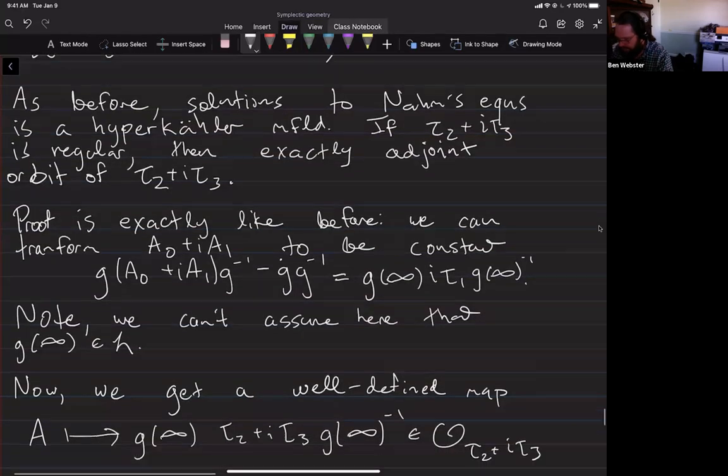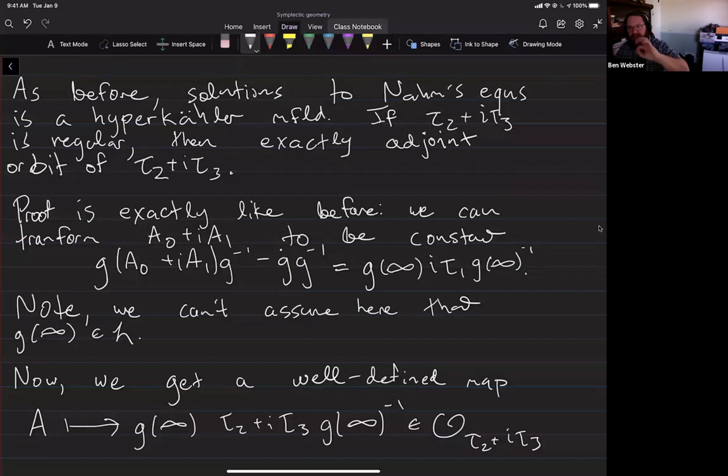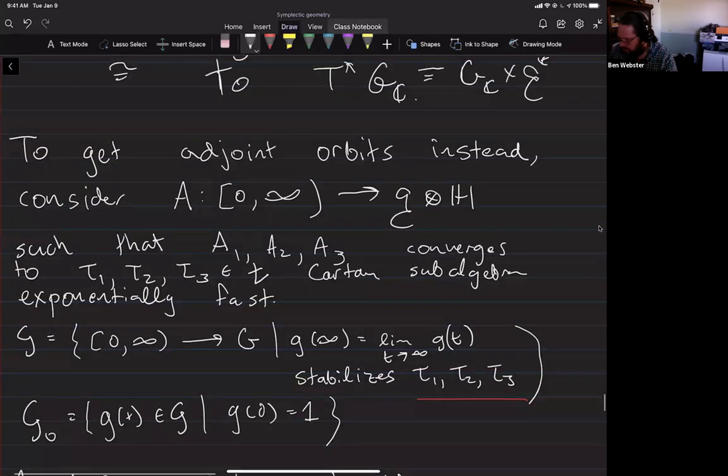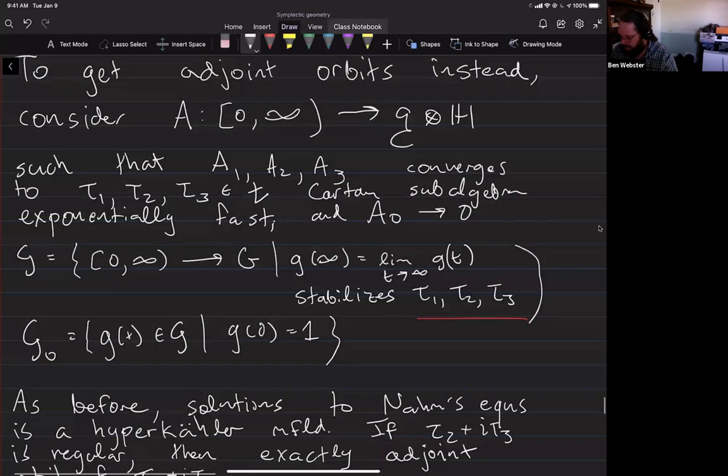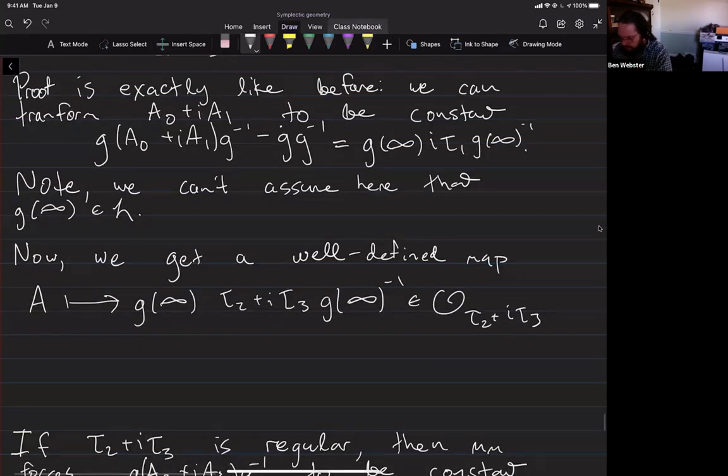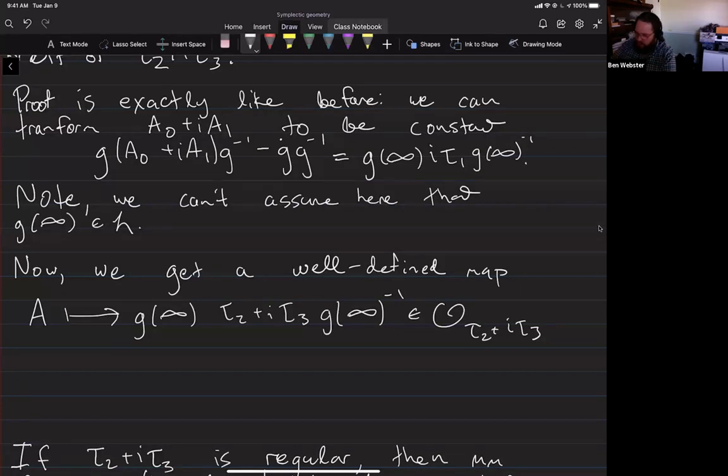All right, the proof here is very similar. So again, I take my A0 plus iA1 and I choose a gauge transformation that makes that constant. So just look at the parallel transport as I start at 0 and go out. That's going to eventually converge to something because my A1, A2, A3, and A0 all converge to some fixed limit. Should have added here, I think I also want A0 to converge to 0. All right. Now note that this is not going to be in this gauge group I defined before. I can't assume that my eventual parallel transport lies in the Cartan.